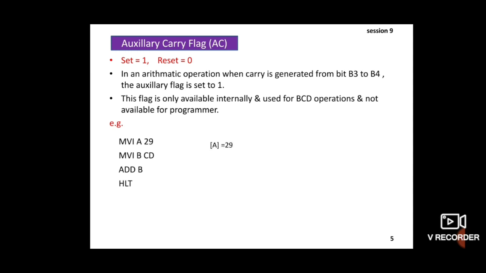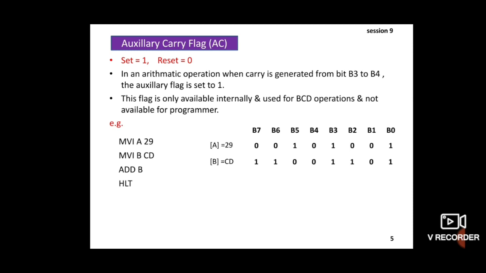Now see, the accumulator stores 29 data. Now write 29 as an 8-bit hexadecimal number: 0010 1001. These are the bits of 29H. Now CD is 1100 1101. These are the bits of CD. Now what is the next step? ADD B. ADD B means addition of the accumulator and the B register, and the result is stored in the accumulator register.